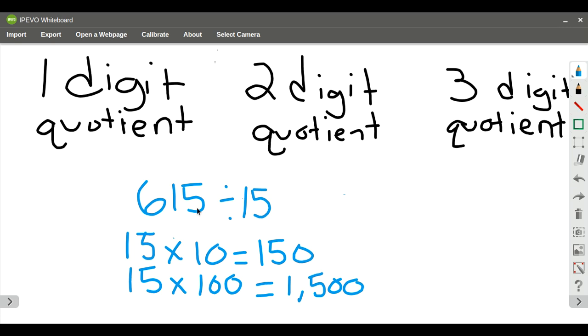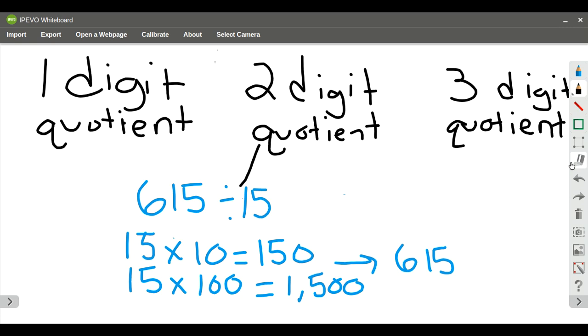Well, I know that 15 is not going to go into 615 with the first value in the ones place. So when I look at this, my value for 615 lives in between 150 and 1,500. Because it's between 15 times 10 and 15 times 100, it's less than 15 times 100, but greater than 15 times 10. It is going to have a two-digit quotient. So 615 divided by 15 is going to have a two-digit quotient.